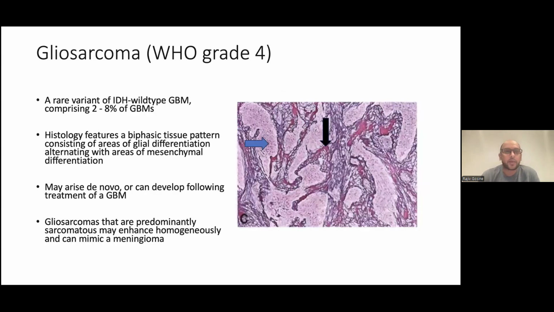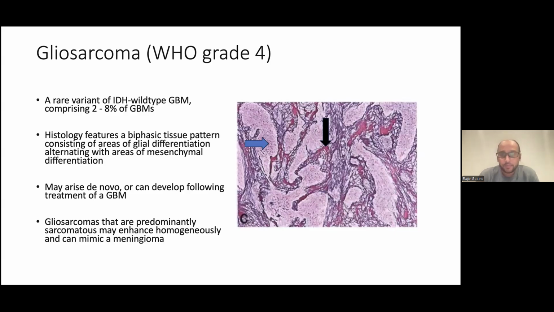Gliosarcoma is a rare variant of GBM, comprising about 2 to 8% of GBMs. The histology features a biphasic pattern consisting of areas of glial cells alternating with areas of mesenchymal cells. They may arise de novo, or develop following treatment of GBM or with a recurrent GBM. Gliosarcomas that are predominantly sarcomatous may enhance homogeneously and give the appearance of a meningioma.